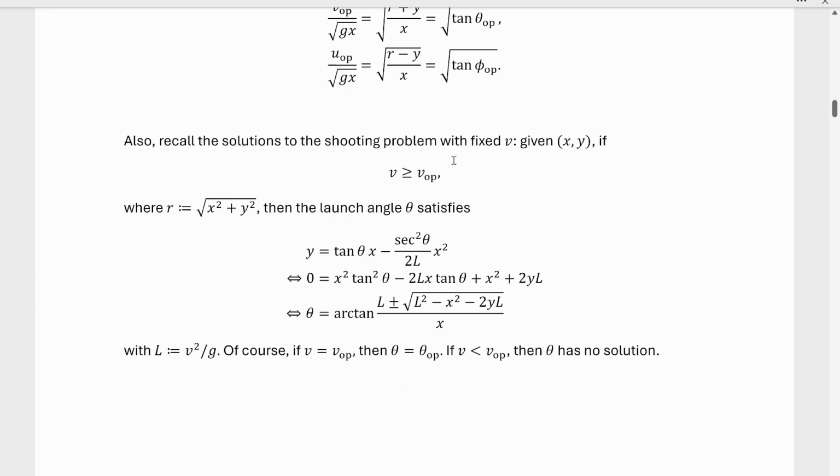The solutions to the shooting problem with fixed v are given as follows. The idea is, given x, y, the target location, the tangent of the launch angle theta satisfies a quadratic equation. So therefore, there are three possibilities, depending on the sign of the discriminant. If v is greater than v_op, then theta has two solutions. If v equals v_op, then there is a unique solution. If v is less than v_op, then theta has no solution. This is all shown in detail previously, and the link is in the video description.